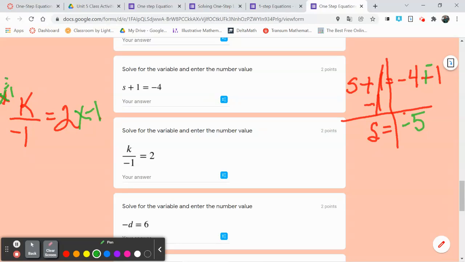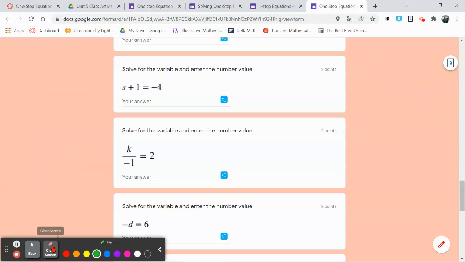Negative 1 divided by negative 1, 2 negatives gives me a positive. 2 times negative 1, 1 negative, gives me a negative answer. And that's how we solve that. All right? Make sure you have it written down or pause.